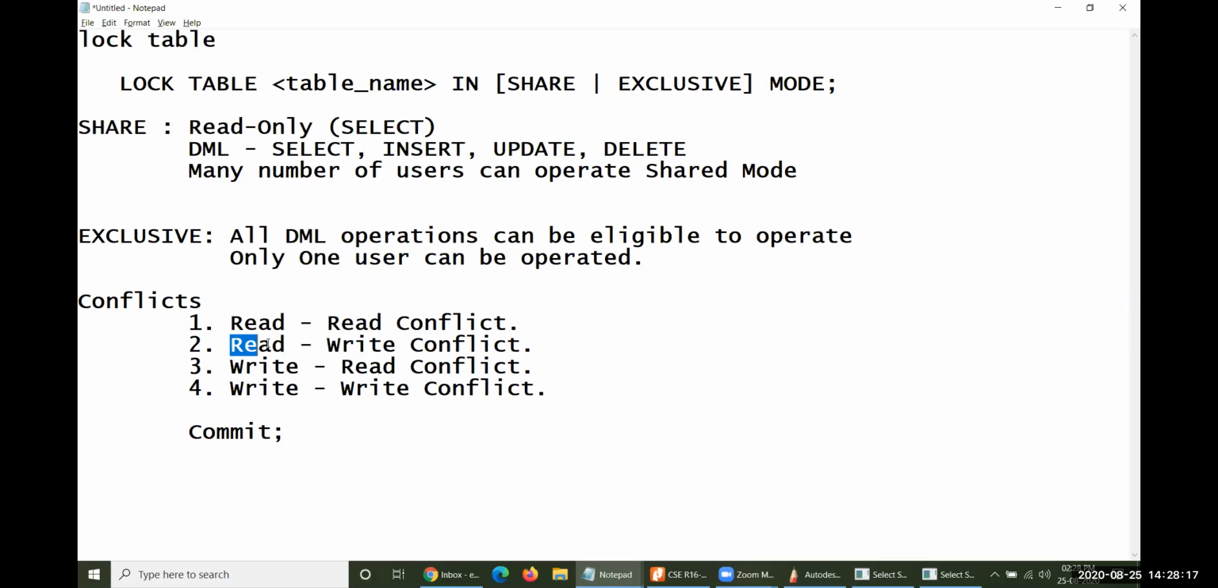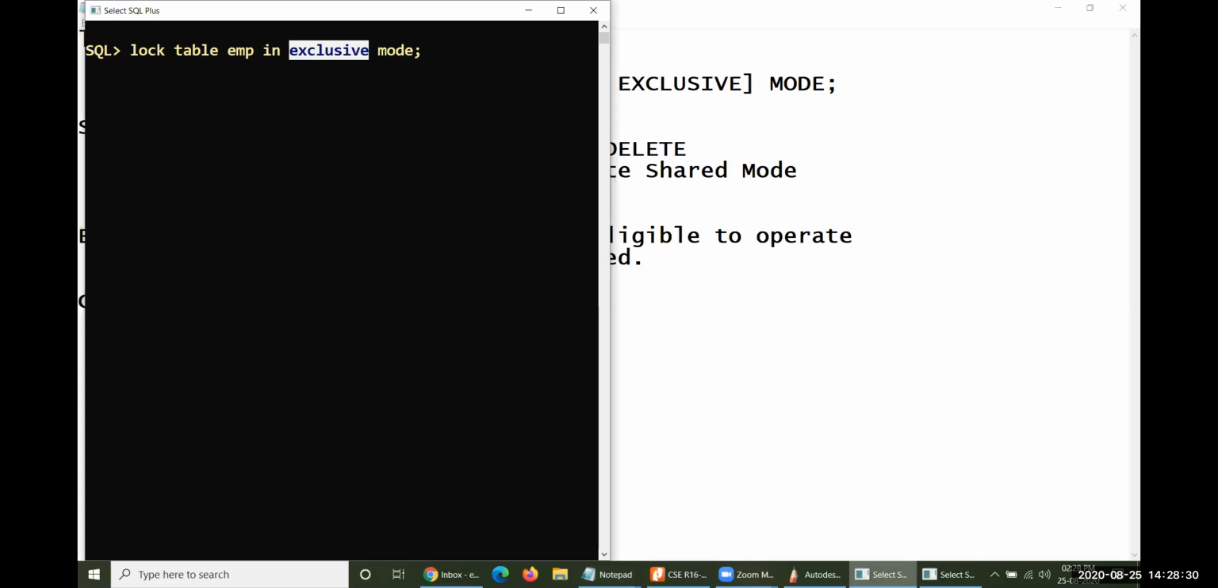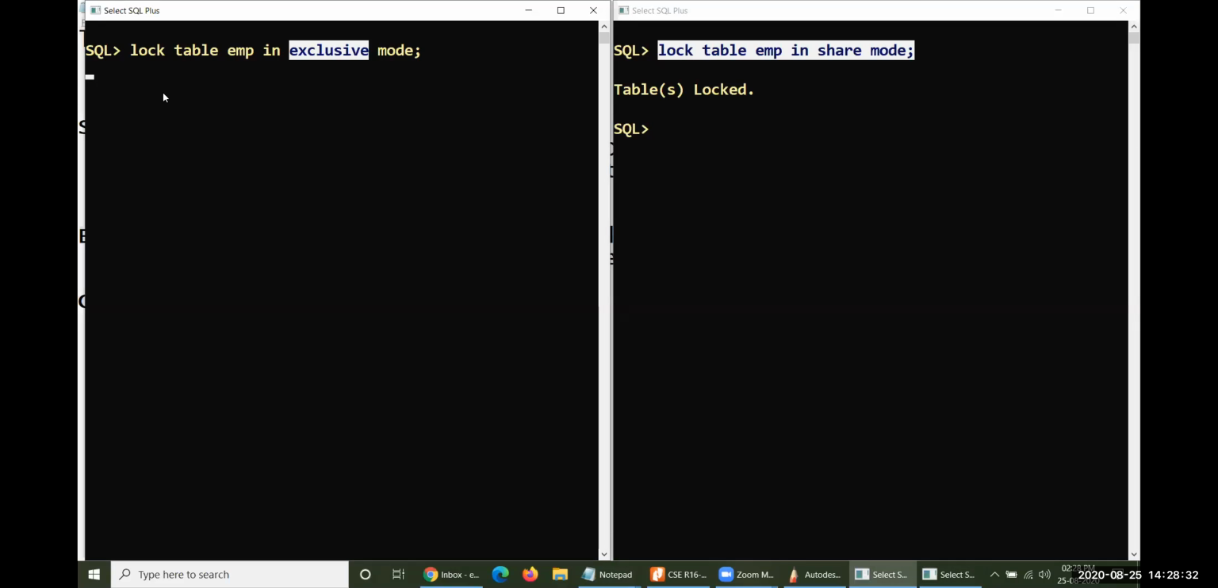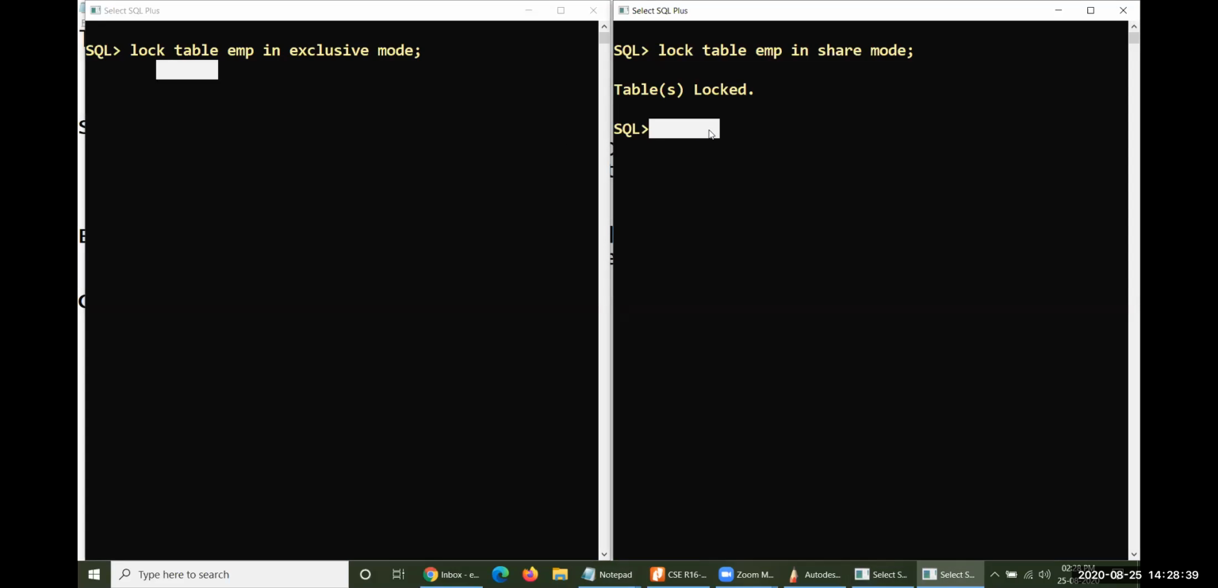Once the same table is in read-only mode, when a second person operates write mode, that is exclusive mode, he will not be permitted to operate exclusive mode immediately. He will be in a waiting state. When he wants to release the locks, he must operate commit. Yes, he operated commit. Obviously, look at this particular table.